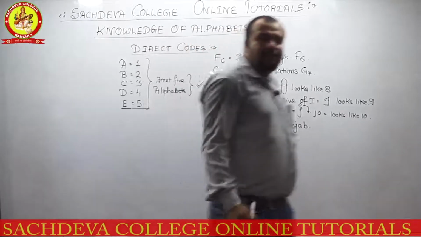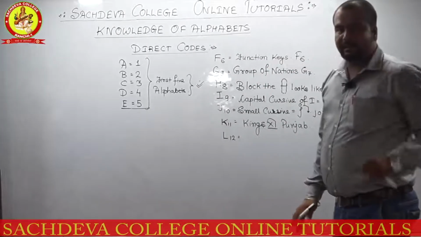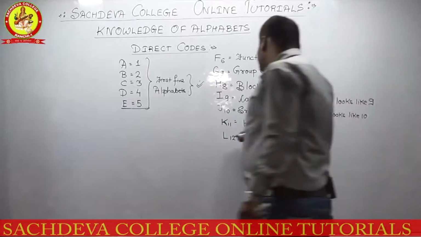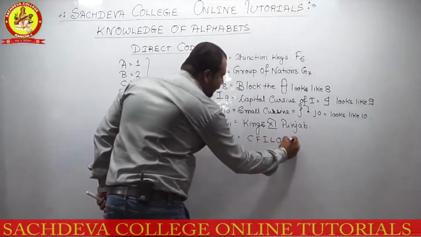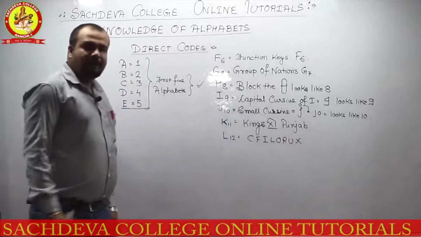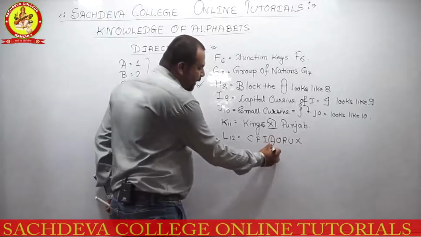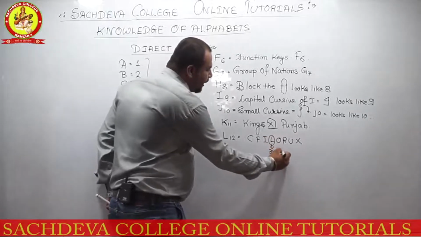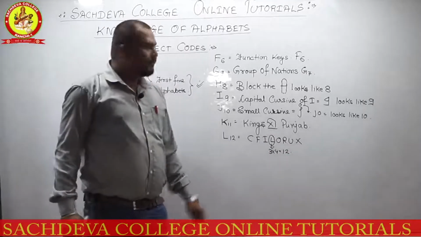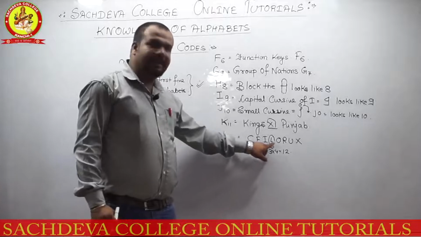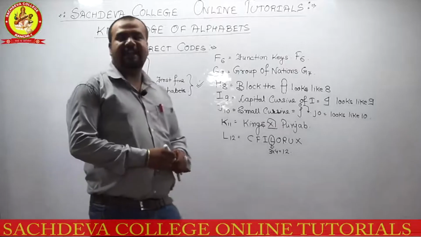Then, L12. To learn L12, what you have to do is remember Spilorux that I discussed earlier, the multiples of 3. Now, Spilorux is CFILORUX. Yes or no? Now, when we talk about Spilorux, then we have L in the 4th position, and that is 3 into 4, that is equal to 12. That is the 4th multiple of 3 is equal to 12, and here we have 3, 6, 9 and 12.